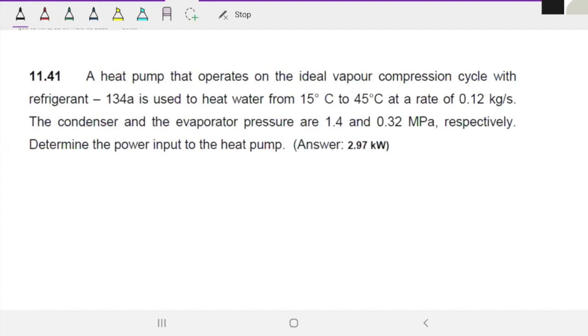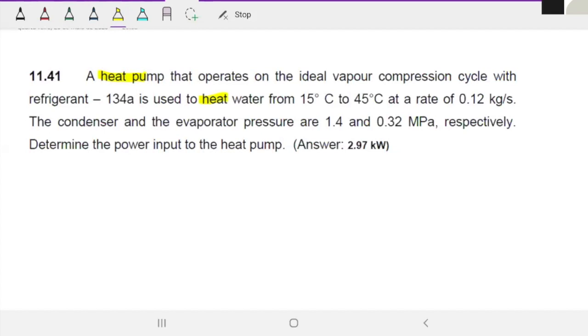So in this case, we have 11.41. We have a heat pump that's operating on the ideal vapor cycle with 134A as the refrigerant. And this heat pump is being used to heat water from 15 to 45 Celsius at a rate of 0.12 kilograms per second. Now before I read further, check it out. This is a heat pump that's being used to heat water from 15 to 45.